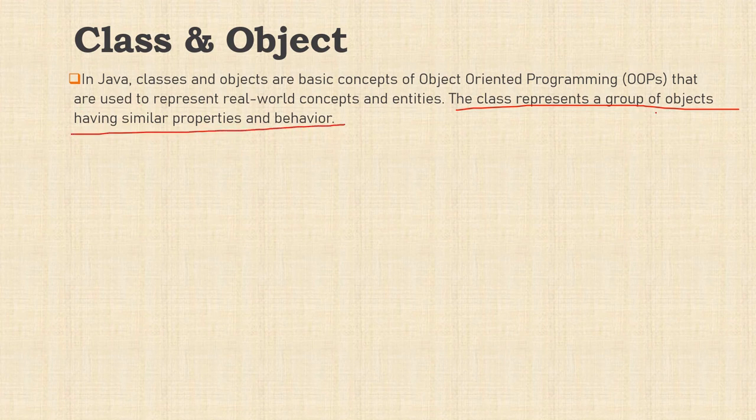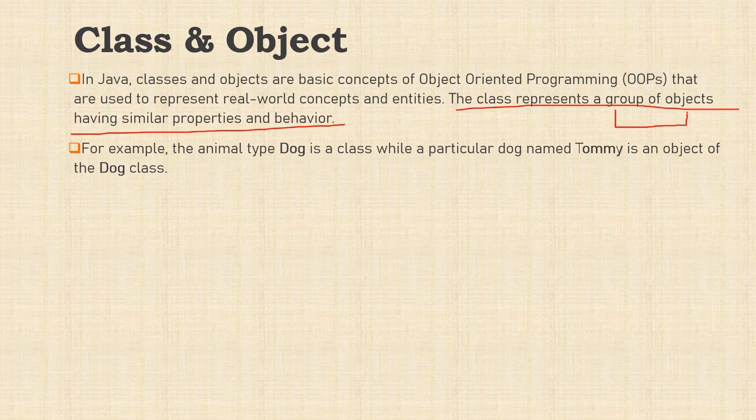So class is a group of objects having similar properties and behavior. For example, the animal type dog is a class. Here dog is a class, while a particular dog named Tommy is an object of the dog class. So here dog will be the class name, and Tommy will be an object of that class.